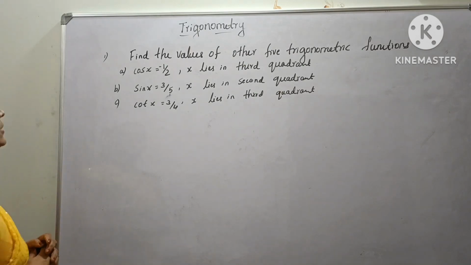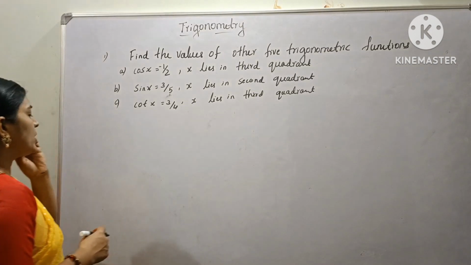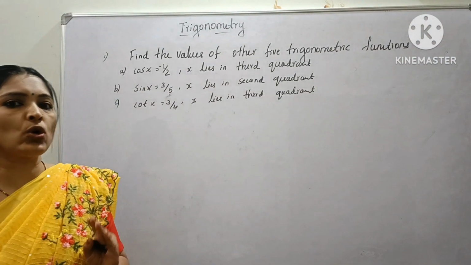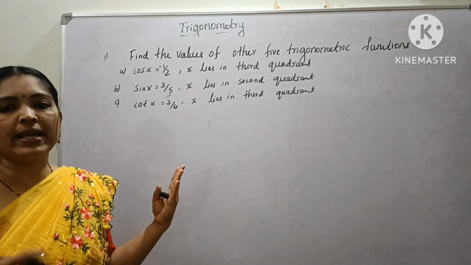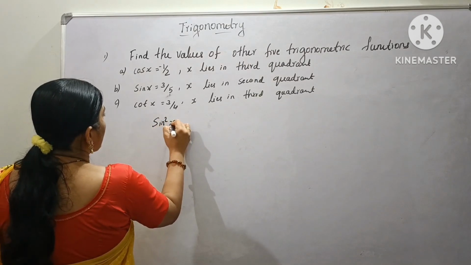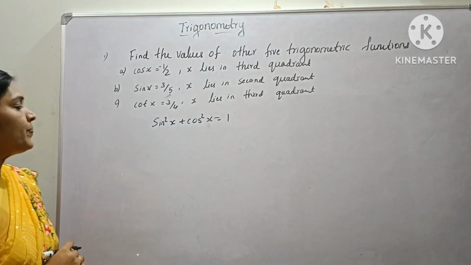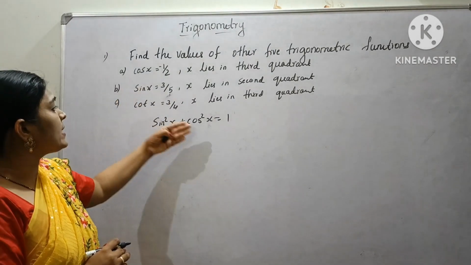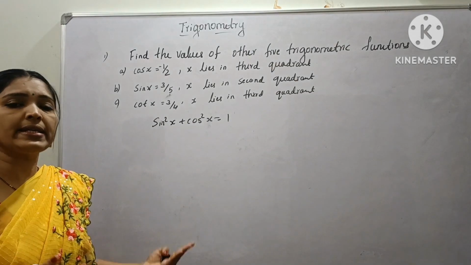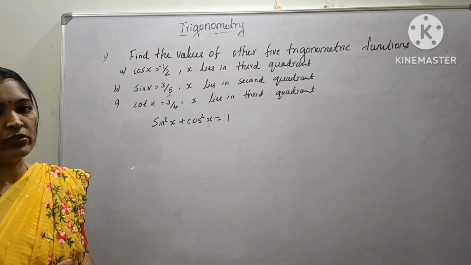Value of the other 5 trigonometric functions. First one is sin x, we will find. For that, what is the relation between sin x and cos x? We have already studied the identity, right? That is sin square x plus cos square x is equal to 1. So here we can substitute the cos x value and we will get the sin value. If we get sin x and cos x values, we can find the other 4 trigonometric function values, right?